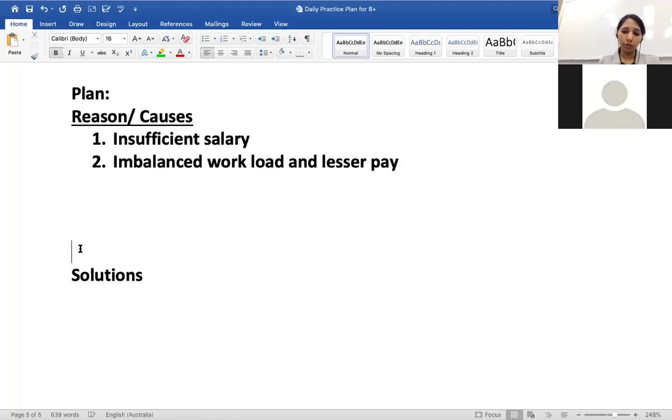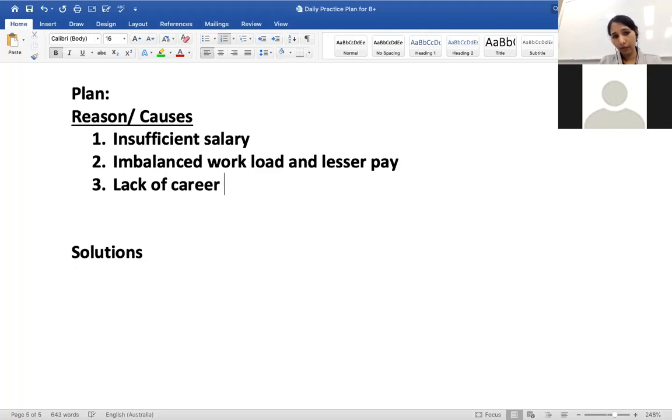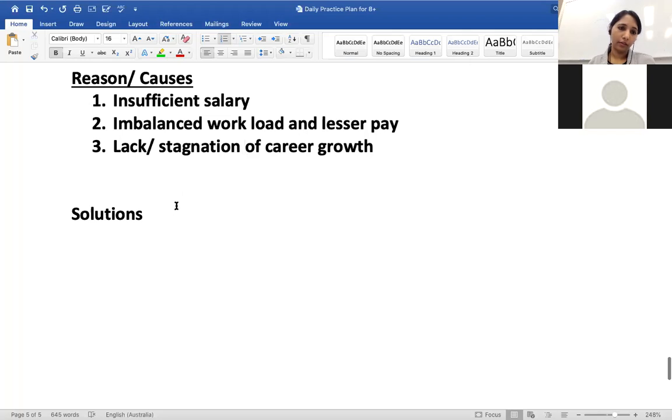Okay. What is the other reason? There are no more opportunities in future. So lack of growth. Yeah, that's a good one. Career growth. Yes, right. Or you could say stagnation. That means you're stuck in the same thing. Yeah. Stagnation of career growth. Okay, so how can you solve this problem of people not choosing teaching as a profession?